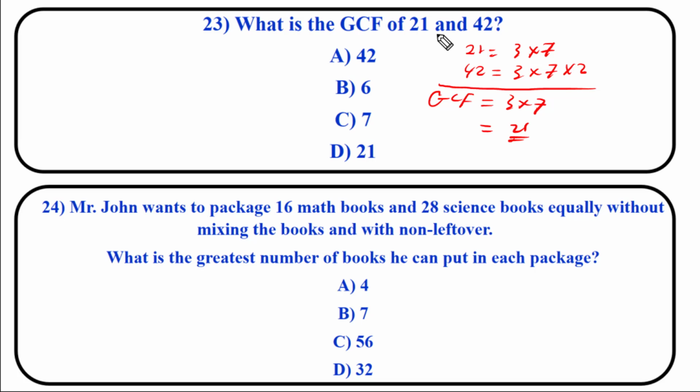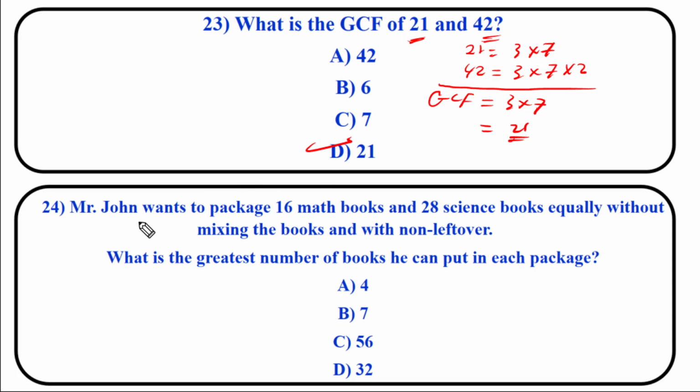So the GCF of 21 and 42 is 21. We can find it mentally. We can note that 42 is divisible by 21. If we have something like this, the GCF of 21 and 42 is the smaller one. It will be 21.